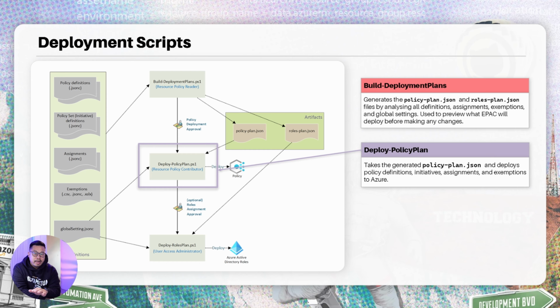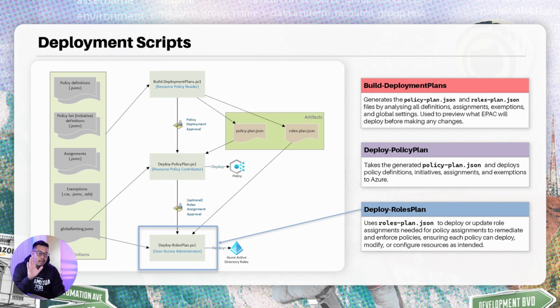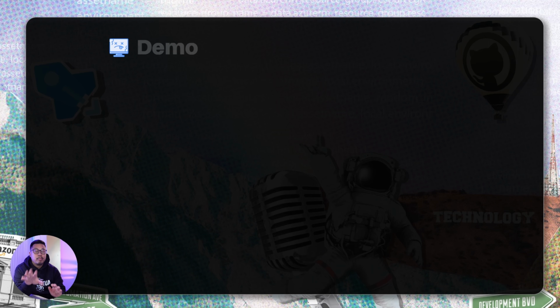So even if you made a change to any of those configuration files, but you don't rerun the build deployment plans, the same JSON file will exist. So when you run the deploy policy plan, it will basically deploy that JSON file to Azure. And then if you do have a roles-plan file, you need to go to the next step, which is the deploy roles plan. So this will pretty much apply all the role assignments that your policies need to remediate, enforce policies, or anything else. And that's pretty much a quick start on enterprise policy as code.